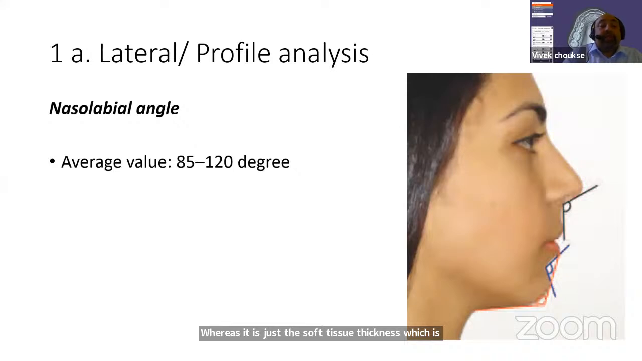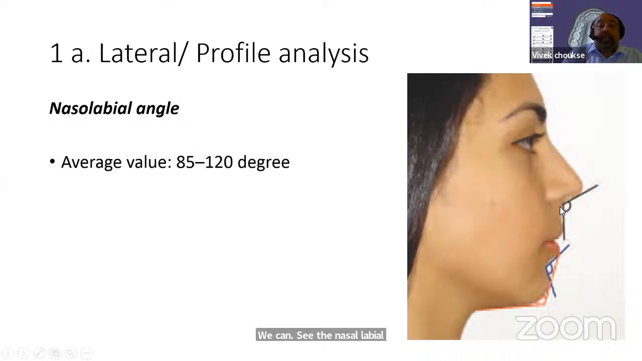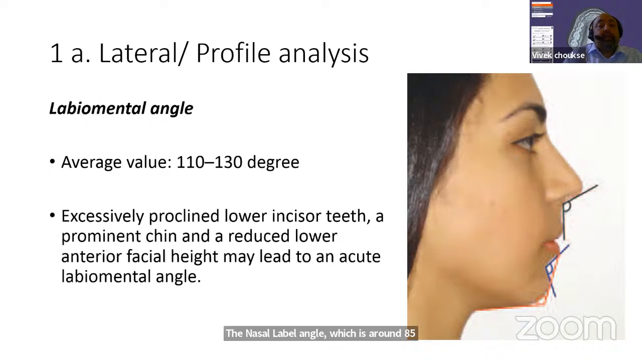We can see the nasolabial angle, which is around 85 to 120 degrees. We can go for the labiomental angle, which is around 110 to 130 degrees. This labiomental angle can be acute if the lower chin or the lower facial height is reduced or small, or if the lower incisors are proclined.